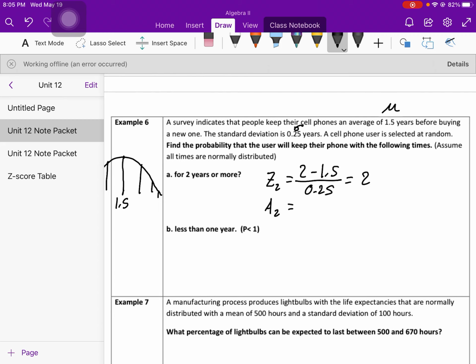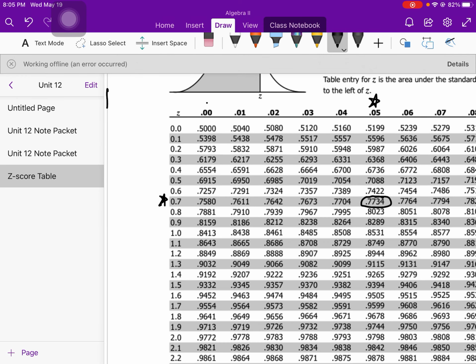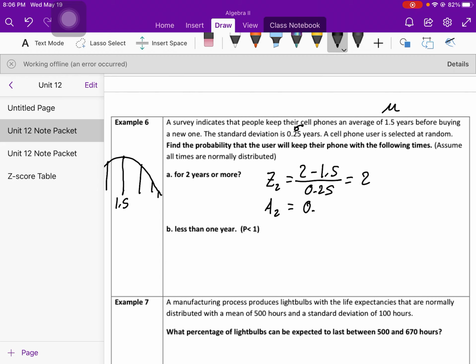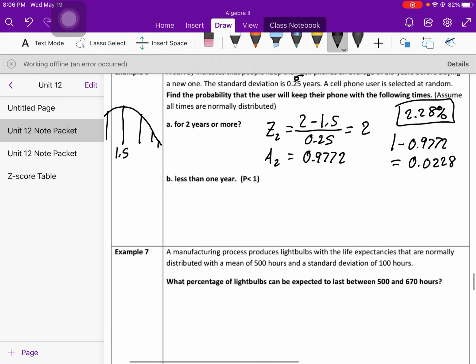So we want to find a of 2. And so 2 or more years, keep that in mind. 2 or more years is going to be like greater than 2 or at 2. So let's find the value of 2 first. So it's positive 2, which is this one right here. So we go to 0.9772. So that's 0.9772. But again, this is going to be 2 or more years. So we got to do 1 minus 0.9772. So that's 0.0228, which is 2.28%. Not very likely that you're going to keep your phone that much longer.